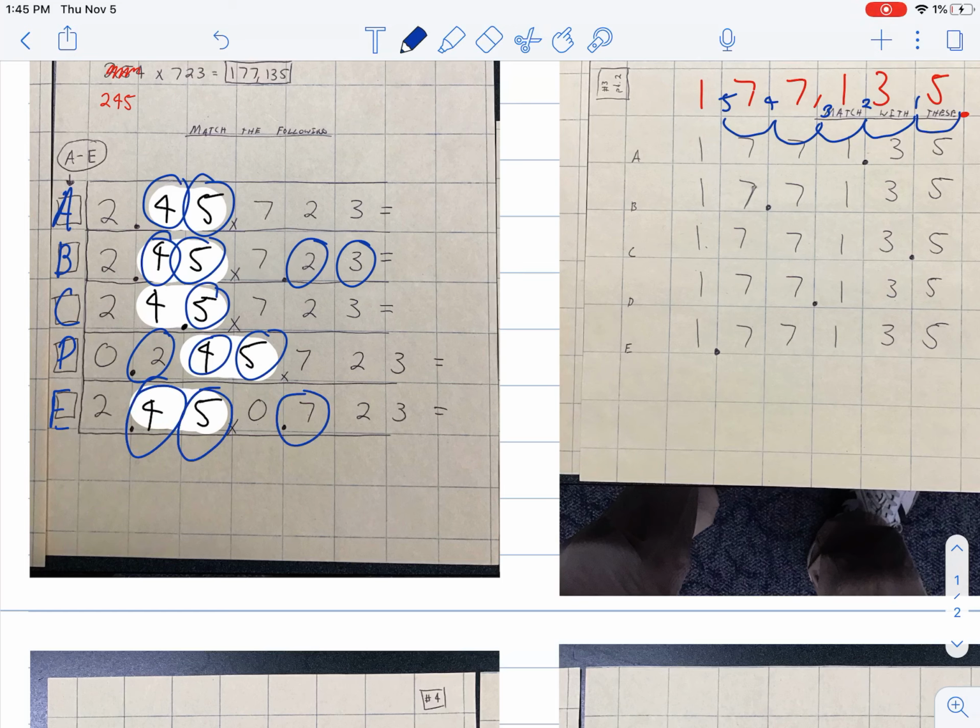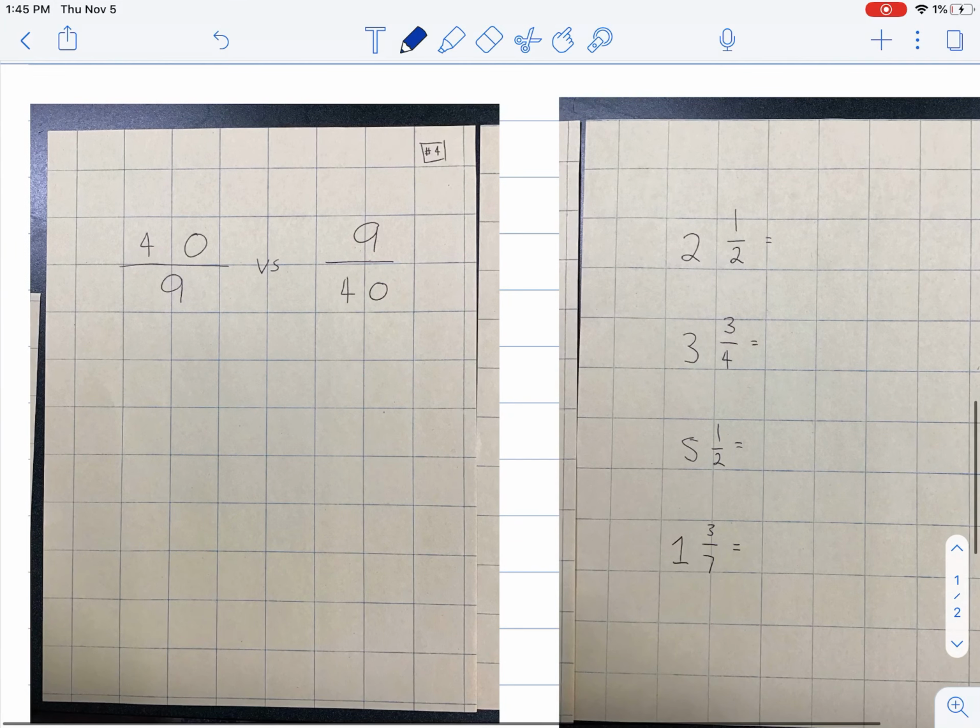1, 2, 3, 4, 5. 1.77135. So the digits don't change. It's just wherever that decimal ends up. How far did it move? And that's you just match them up. Okay, so that one should be the easiest one on the entire test. That problem right there. Number 4.